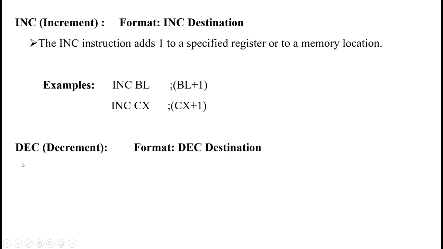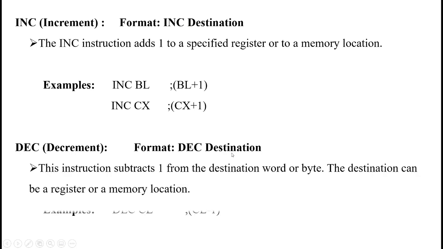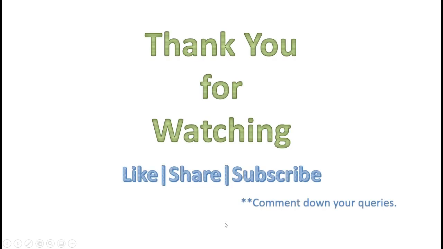Then another simple instruction is decrement. Here it is subtracted by 1, either a register or memory location. The format is DEC destination. Here the destination may be a register or memory location. You can see the example DEC CL. The CL register value is decremented by 1, CL minus 1, and the result will be stored in CL only. And DEC BP, the BP register is decremented by 1 and the result will be stored in BP only. Like that it will execute.